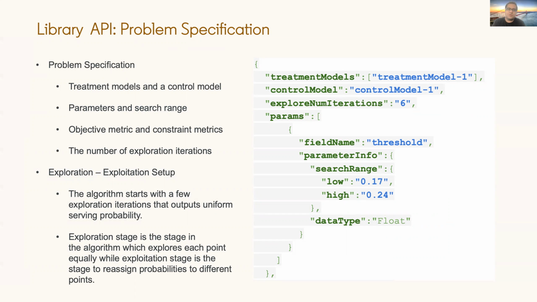Basically, in the exploration stage the algorithm is exploring each point equally, and you really want to do this in order to collect enough data so you can start exploiting. And what you have over here is the control parameters, which are the configuration parameters, where the field name is the threshold, and we want to search between 0.17 and 0.24. And as you can see, the configuration parameters is an array. Over here we are just showing you one, but it could be an array of multiple, where you can specify multiple parameters.